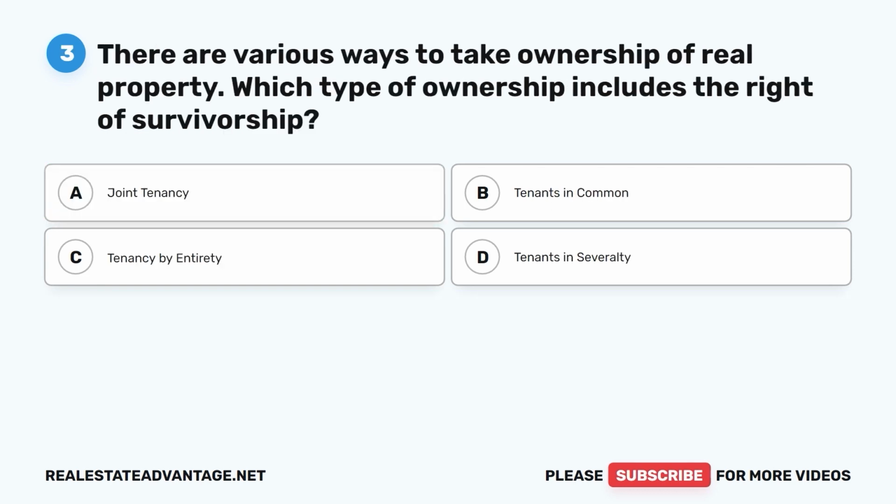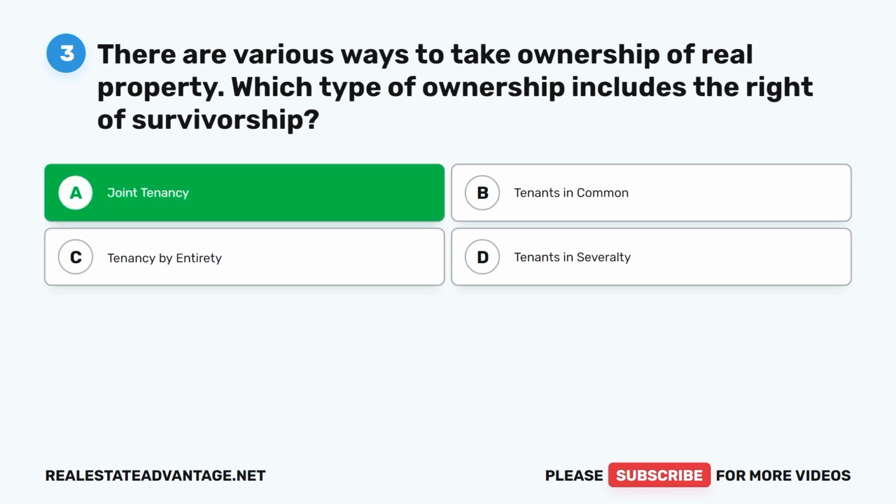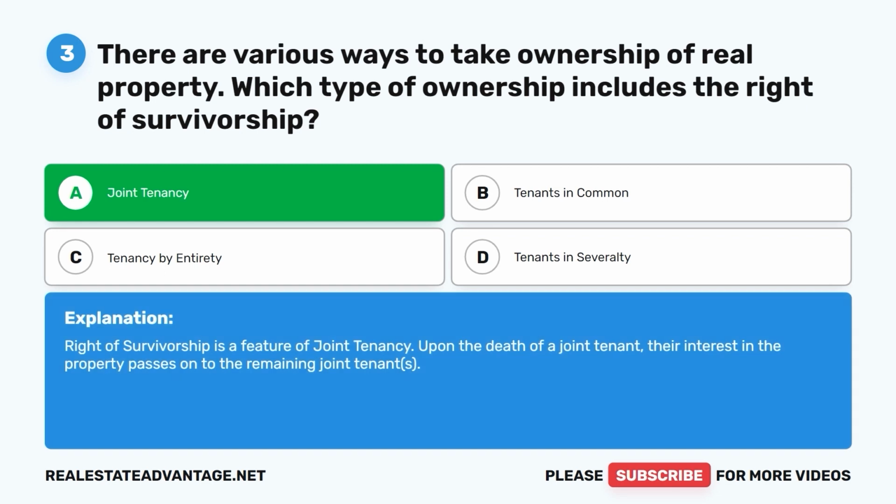the agreement. Question 3. There are various ways to take ownership of real property. Which type of ownership includes the right of survivorship? A. Joint tenancy, B. Tenants in common, C. Tenancy by entirety, D. Tenants in severalty. The correct answer is A. Joint tenancy. Right of survivorship is a feature of joint tenancy. Upon the death of a joint tenant, their interest in the property passes on to the remaining joint tenants.